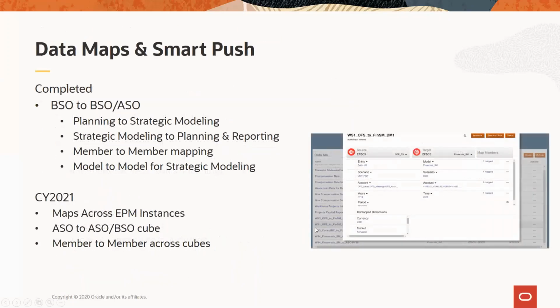One last, I won't spend too much time on this, but basically data maps is very popular. Few items on the roadmap here. Cross data map push is coming in the first half of 2021, and also sourcing from reporting ASO cubes into the BSO cubes and member to member, which we have for strategic modeling, but going across cubes. So those are things which we are looking to do. With that, I want to hand it off to Mike to take you through the rest of the slides here.